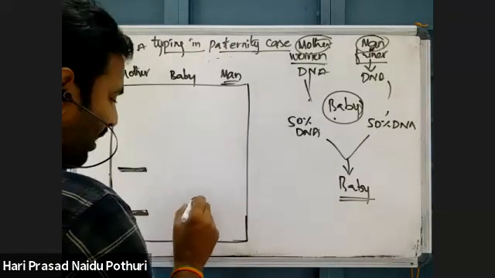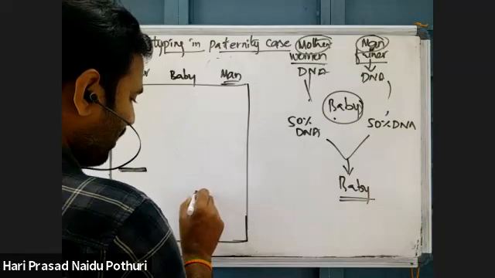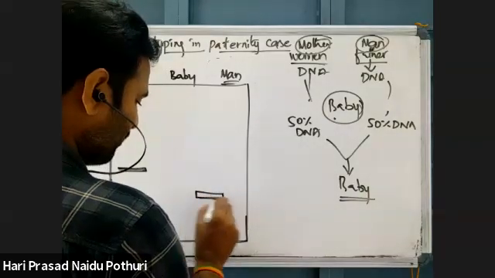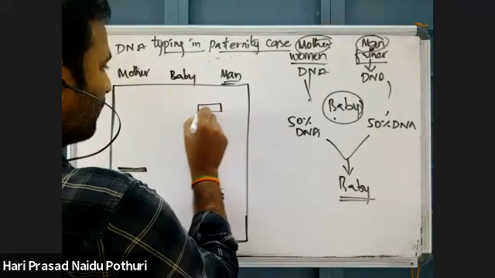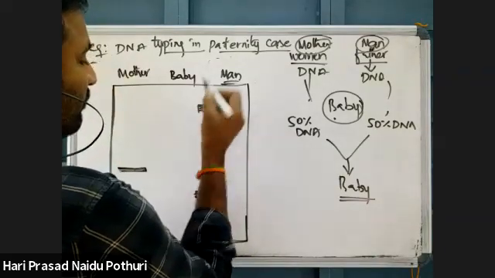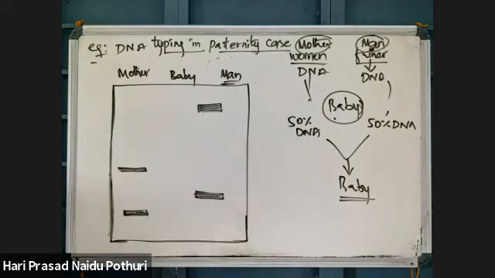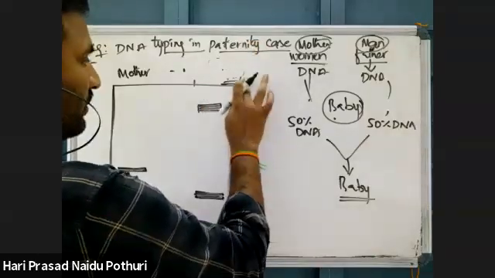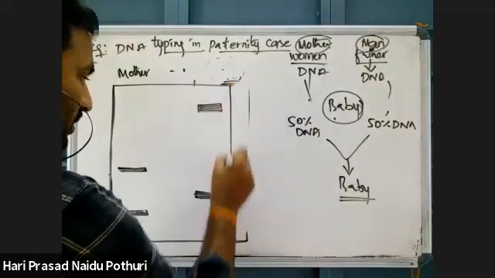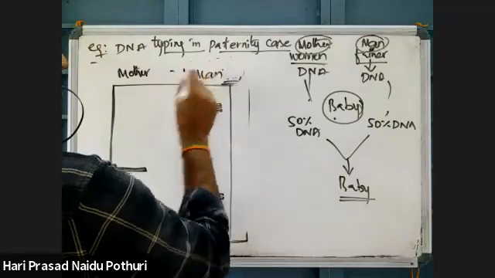Okay. Father DNA formed another 2 bands here and here. 2 bands of father are formed. This is father DNA. I wrote the somewhat side. Now you can understand.